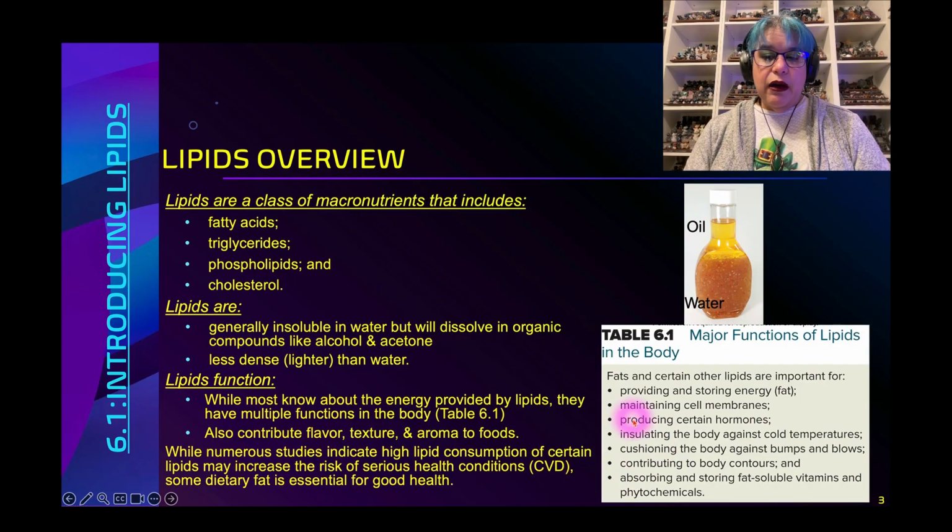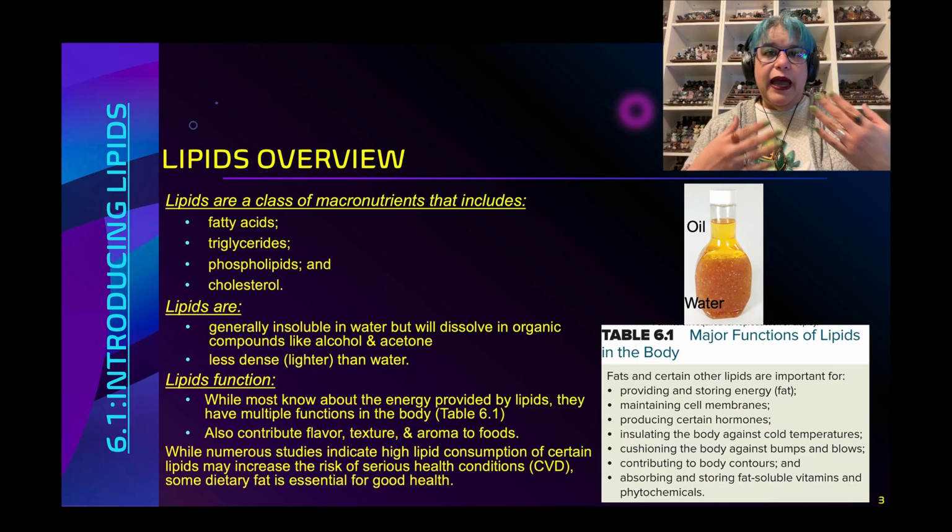Contributing to our body contours. Most people know that women have an hourglass shape, and that's because of our breasts and our hips. Our breasts are designed so that once we have a child, we can actually feed that child using breast milk. And our hips are designed to be well padded because when we are pregnant, we want to make sure that we're protecting the developing fetus.